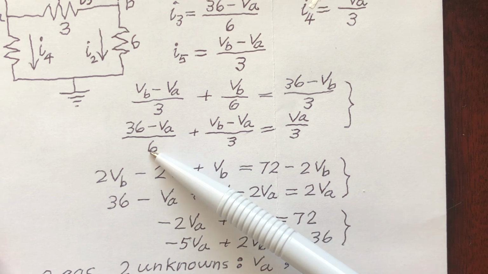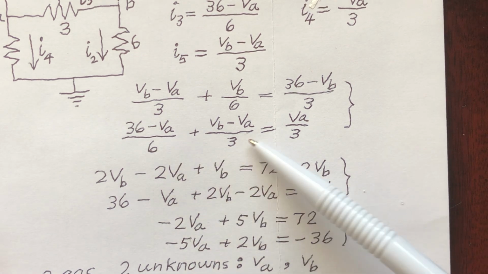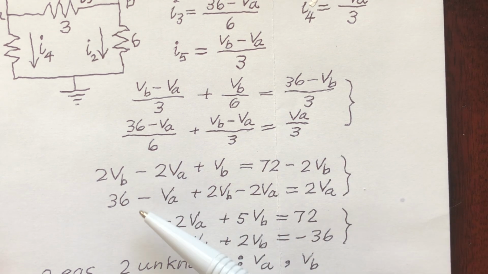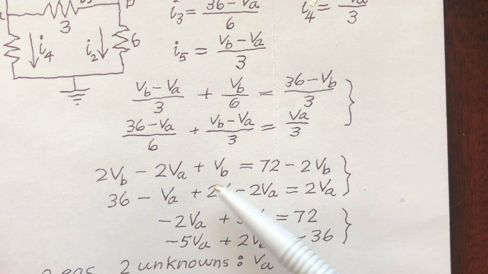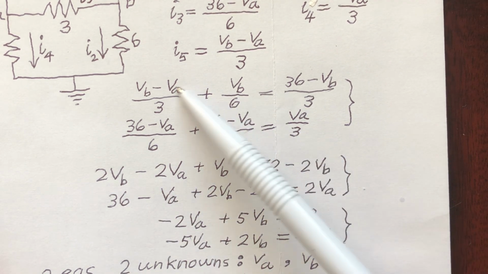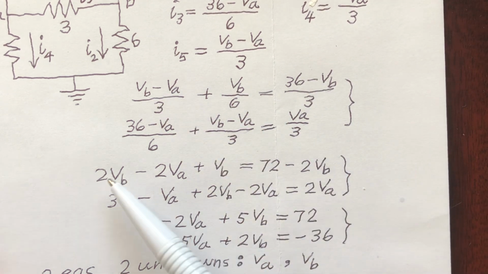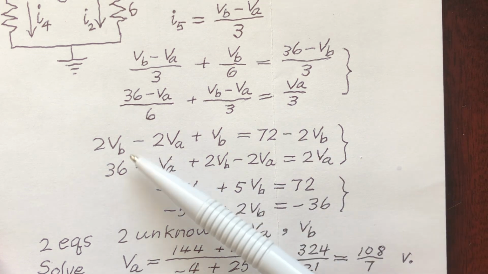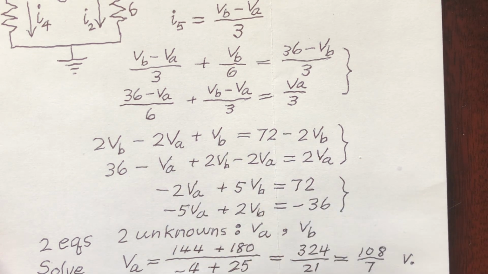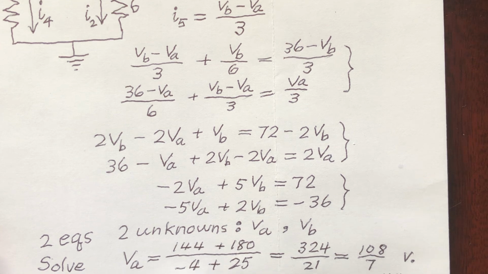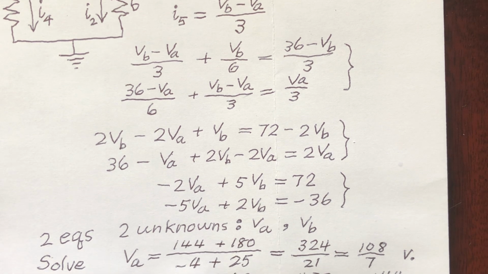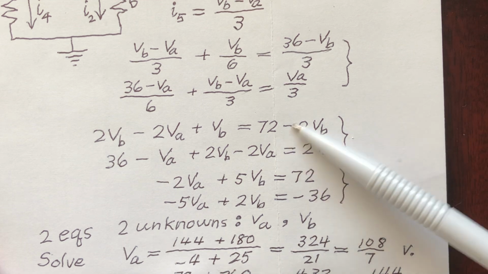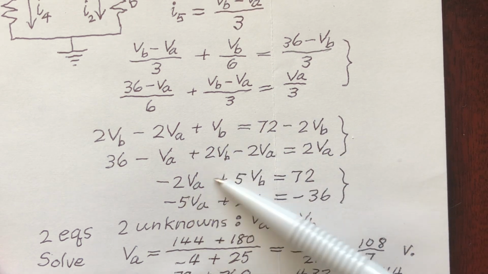The second equation, the common denominator is also 6. I multiply everything by 6. I get this, this, this. So these two equations become these two equations. Simplify VA, VB. Put VA, VB on the left-hand side and put the constants on the right-hand side. So these two equations become these two equations.